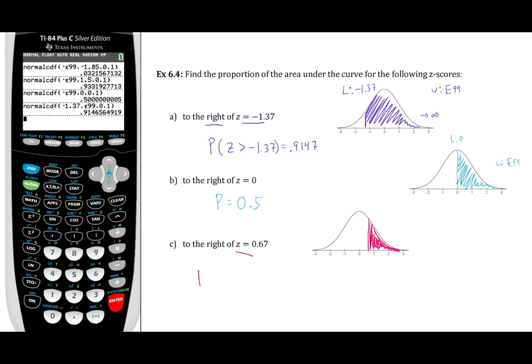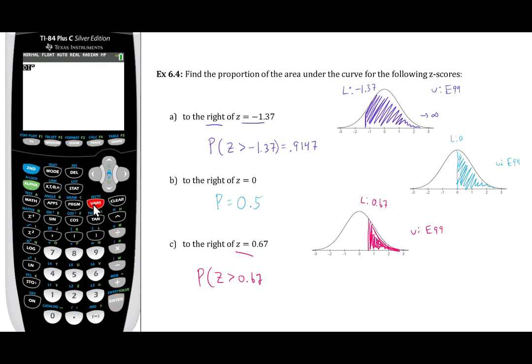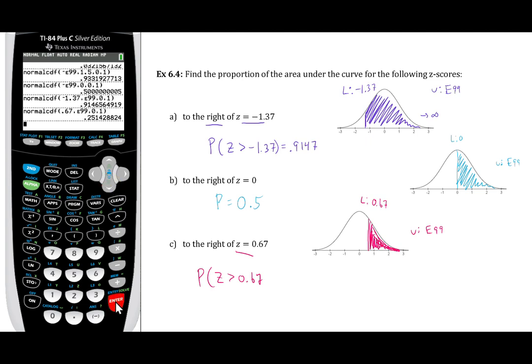All right, so let's try and talk about this. Greater than 0.67. Again, my lower bound is going to be 0.67. My upper bound is going to be E99. We can hit second vars, number 2, getting ahead of myself. The lower bound is going to be 0.67. The upper bound is going to be E99. Again, second, comma, 99. Mean of 0, standard deviation of 1. Press enter twice, and we'll get 0.2514.